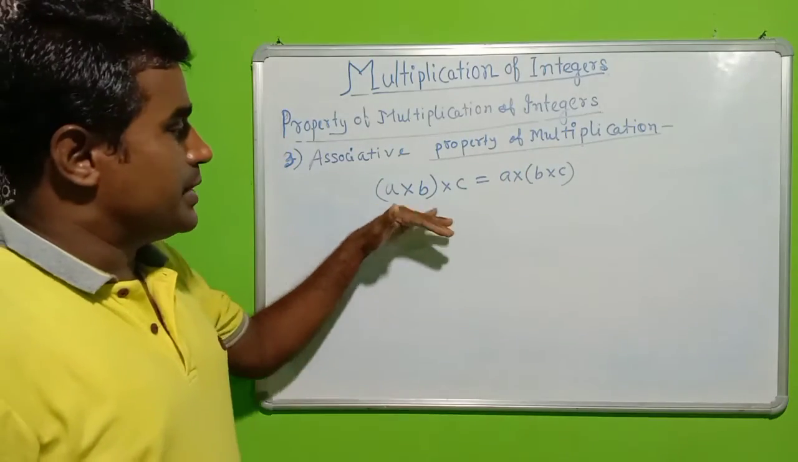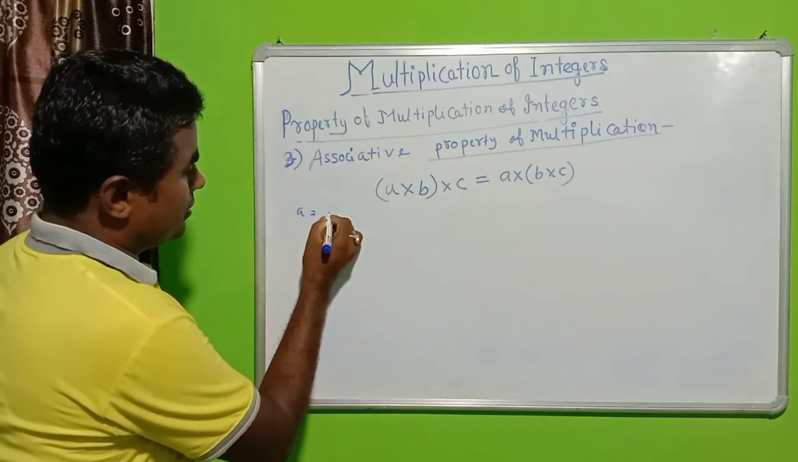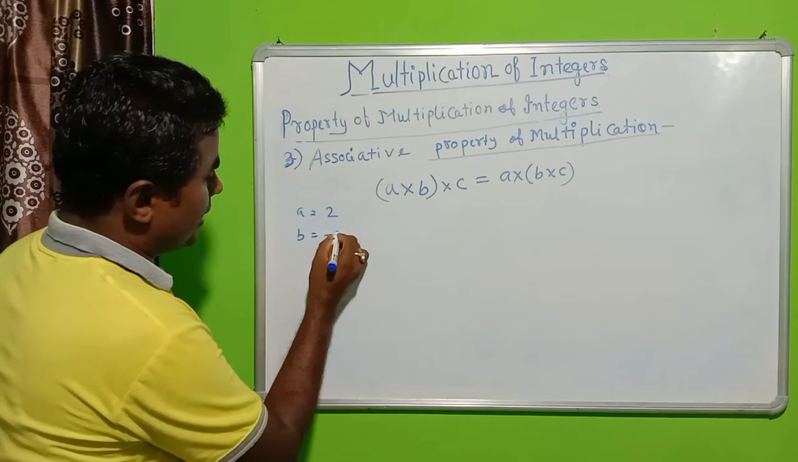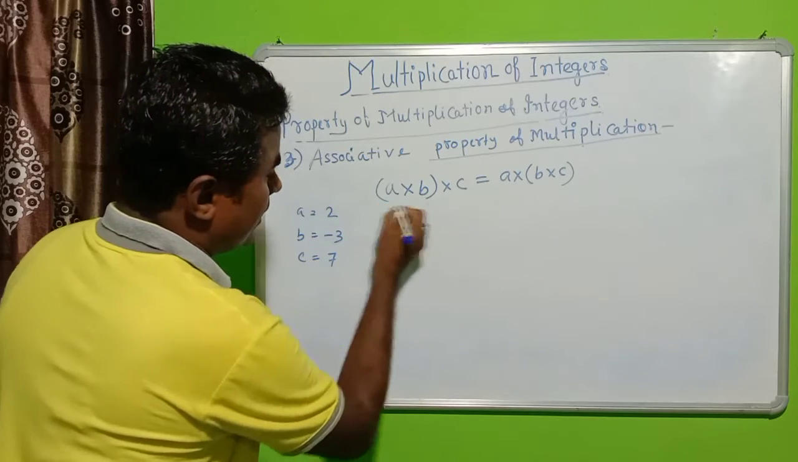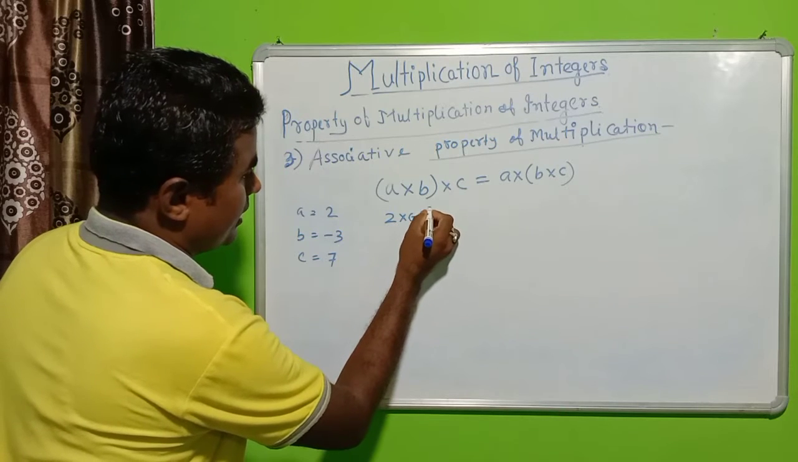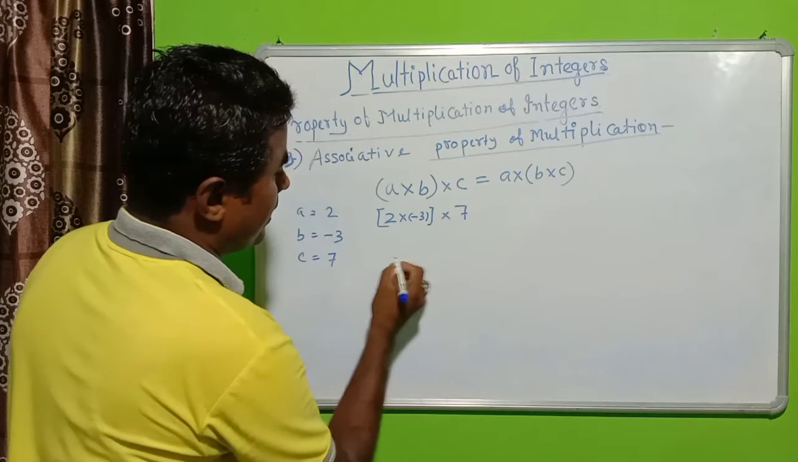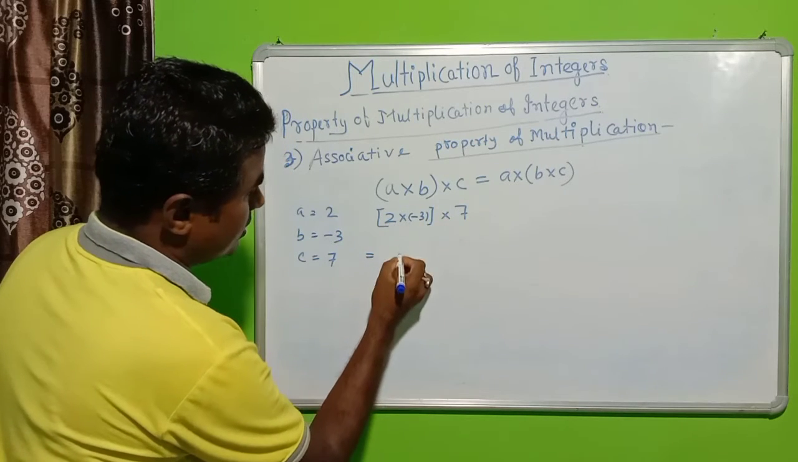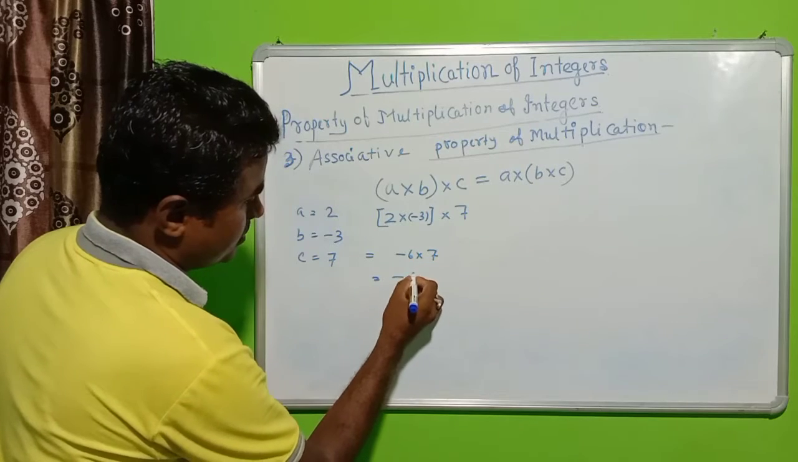In place of a, b, c, if you take some integers, for example a equal to 2, b equal to minus 3, c equal to 7, then what do we get on the left side? 2 into minus 3, the whole into c which is 7. Then we get 2 threes are 6, minus 6 into 7, and it is minus 42.